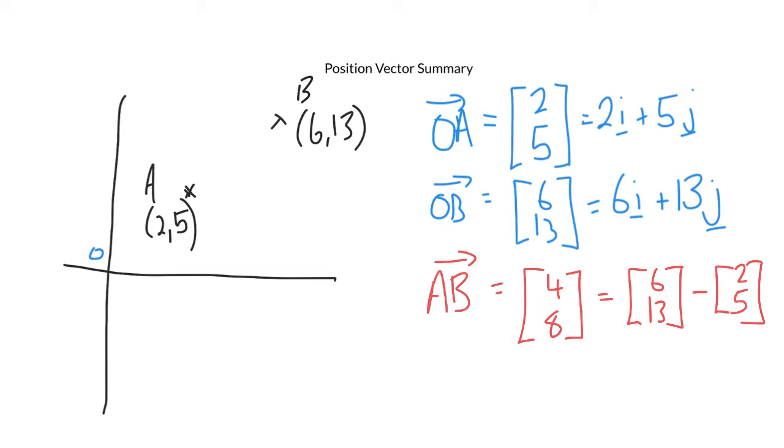And that's where this little formula comes from. So AB is equal to, well, the (6, 13) was the OB vector, minus the (2, 5), which was the OA vector. So to get from A to B, I do the vector B, take away the vector A.